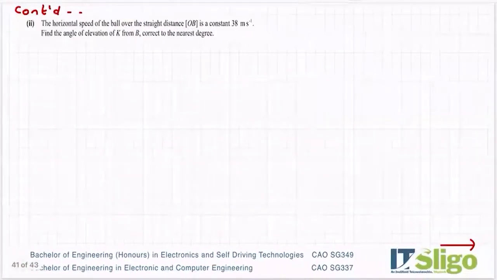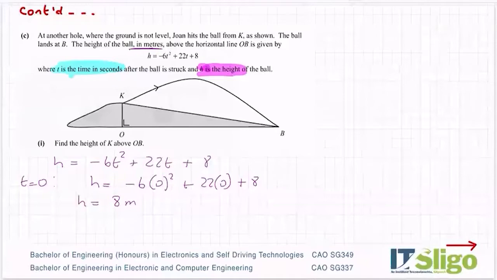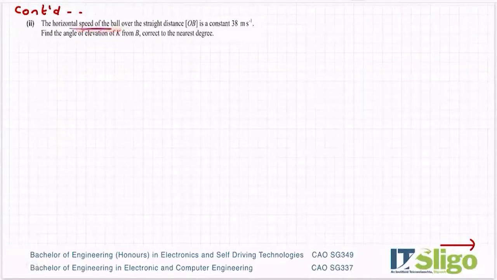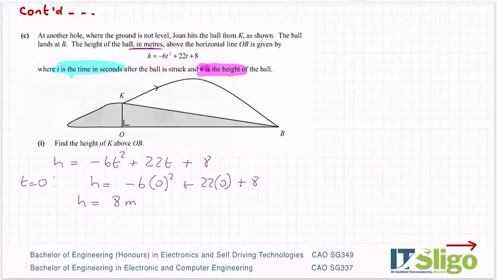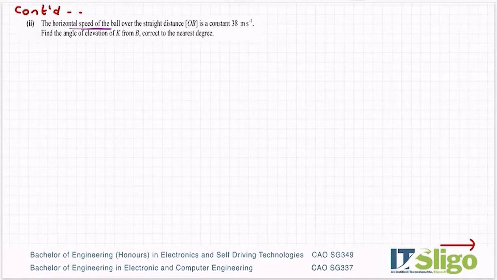Okay, next part. The horizontal speed of the ball over the straight distance is a constant 38 meters per second. Okay, when I see a question like this, and it says find the angle of elevation from K from B, correct to the nearest degree, there are two things I want you to keep in mind. Because it is height or distance, and we get a quadratic equation, I've always two things at the back of my head. When I see speed coming up here, I'm thinking one is calculus, because if you differentiate a distance equation, or height in this case, height is just distance above the ground, you get speed. So keep calculus in the back of your head, and you're just going, I wouldn't be surprised if I saw calculus coming into it.